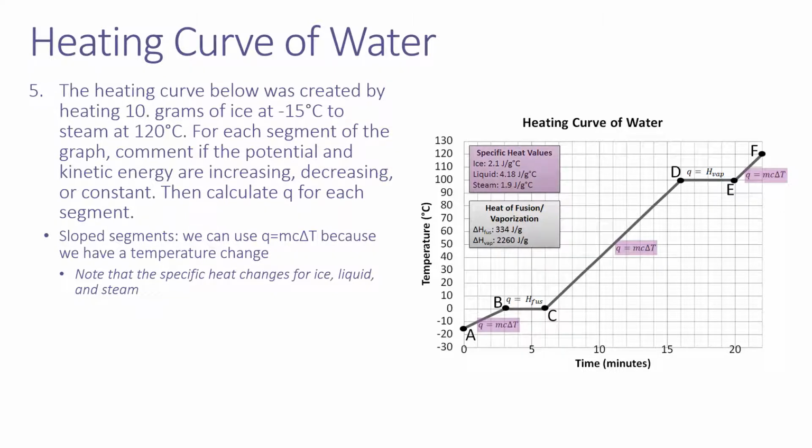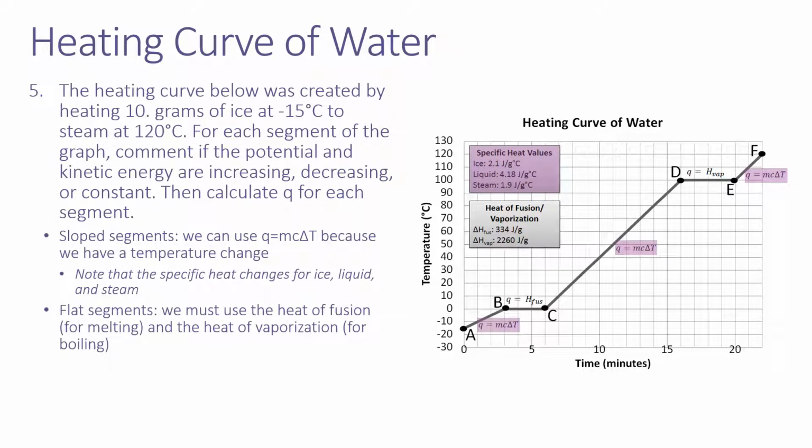For the flat portions, these are the portions where we do not have a temperature change. Instead, the added heat is being used to weaken intermolecular forces, and we get a phase change. So for those components, we're going to need to use either the heat of fusion or the heat of vaporization. And in this case, we're given those values in joules per gram. So if we multiplied by grams, we would get joules.